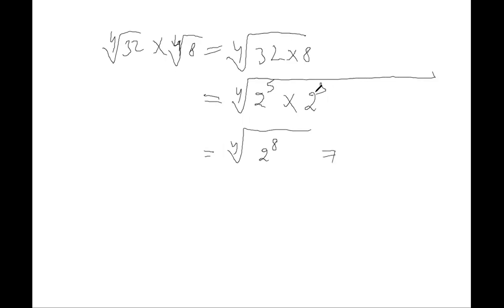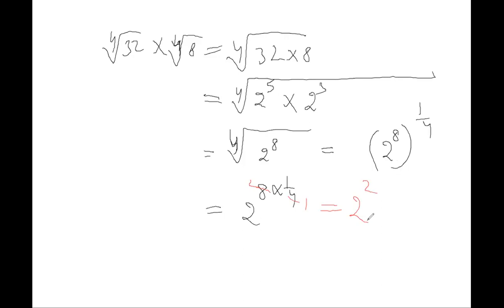Now this is 2 raised to power 8, and that was 4th root. So this becomes power 1 by 4. Now inner power and outer power get multiplied. So the new power is 2 raised to power 2. Hence the answer is 4. So done this way. So this way you need to move.